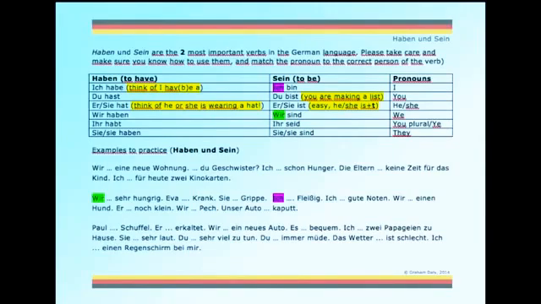Okay, so here are the answers. Wir haben eine neue Wohnung. Hast du Geschwister? Ich habe schon Bärenhunger. Die Eltern haben keine Zeit für das Kind. Ich habe für heute 2 Kinokarten. How did you get on?